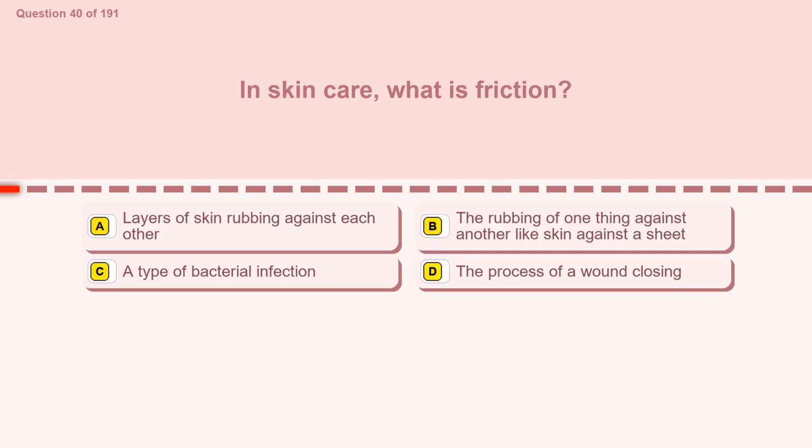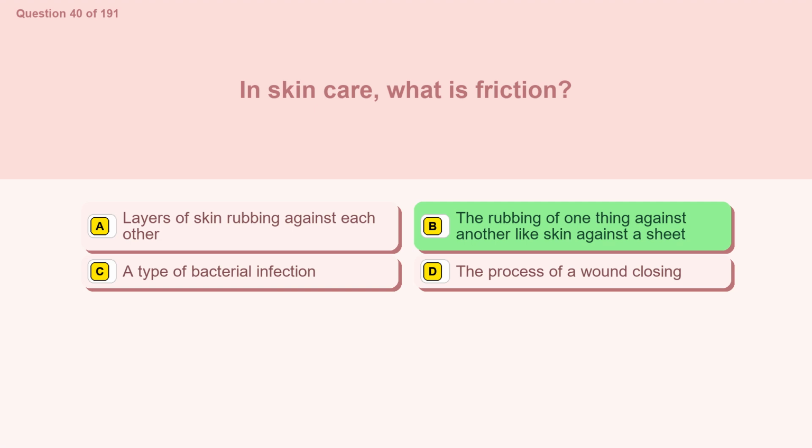Question 40. In skin care, what is friction? Option A. Layers of skin rubbing against each other. Option B. The rubbing of one thing against another, like skin against a sheet. Option C. A type of bacterial infection. Option D. The process of a wound closing.